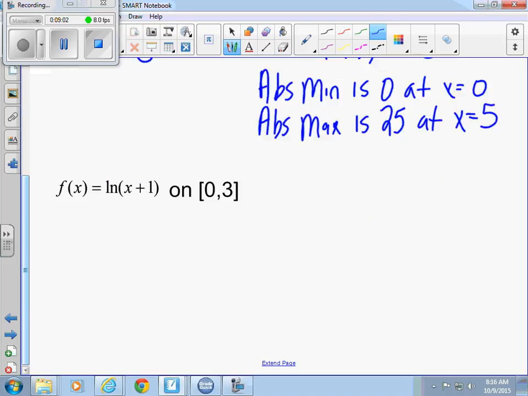So I picked an easy one first, one that you can visualize, and then I picked this other one that you probably don't know the answers to just by looking at it, depending on how good your logarithmic graphing skills are. What's the first thing I have to do? Take the derivative. What do I get? Are there any critical values?